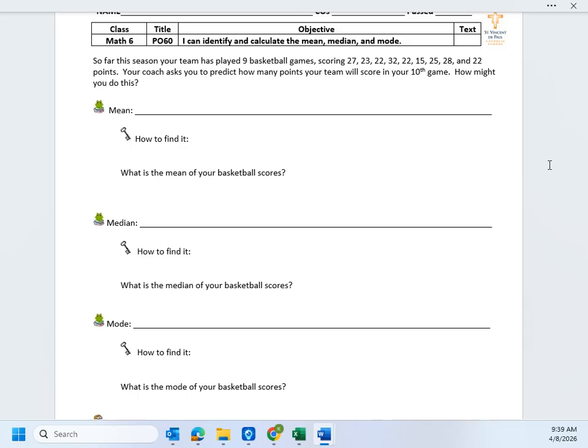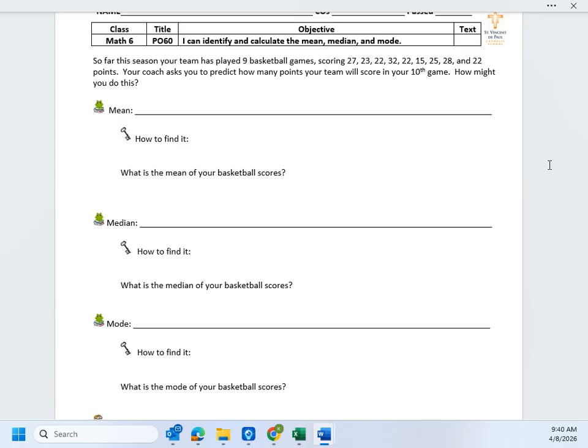So far this season, so we're thinking it's still basketball season, even though now it's baseball and softball season. But so far this season, your team has played 9 basketball games, scoring 27, 23, 22, 32, 22, 15, 25, 28, and 22 points. Your coach asks you to predict how many points your team will score in your 10th game. How might you do this?